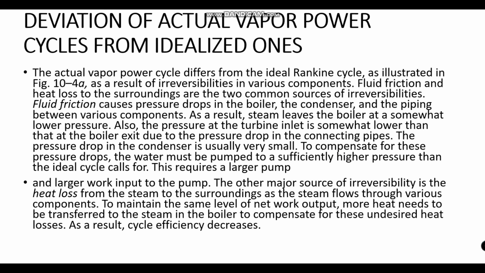The actual vapor power cycle differs from the ideal Rankine cycles as illustrated in figure 4a as a result of irreversibleness in various components, fluid friction and heat loss. Fluid friction means that we lose energy by the forces of friction, and heat losses means we lose some part of the heat to the environment in different parts of this cycle.